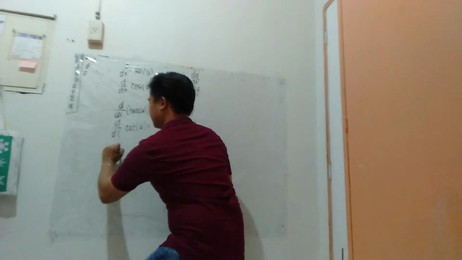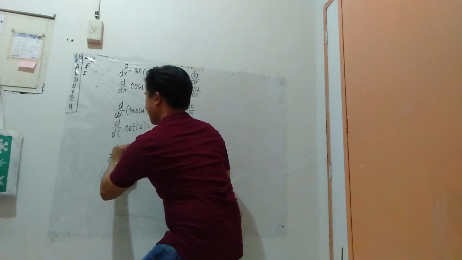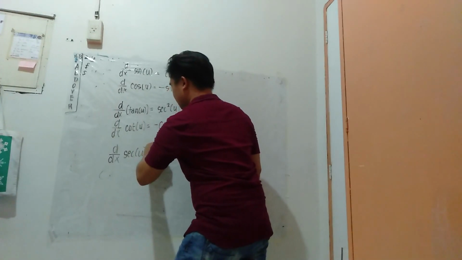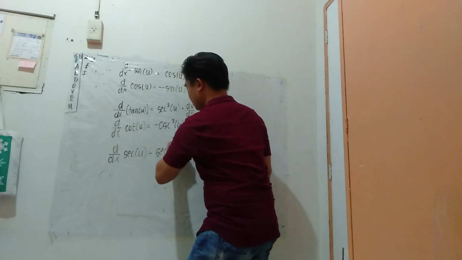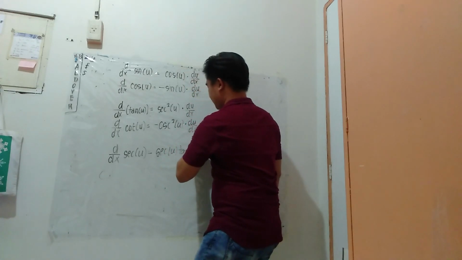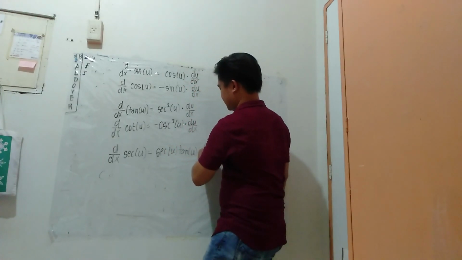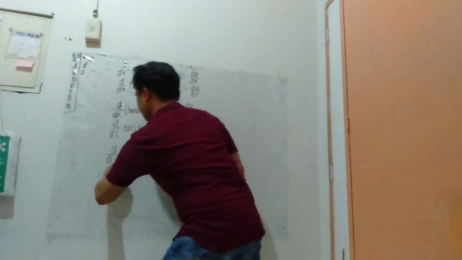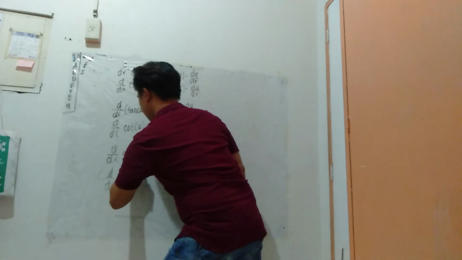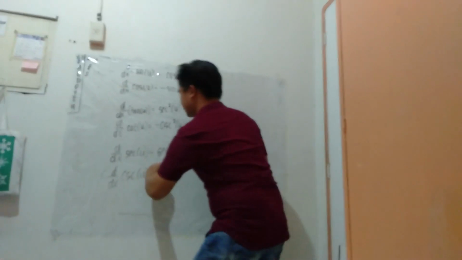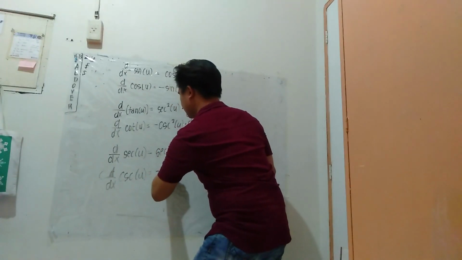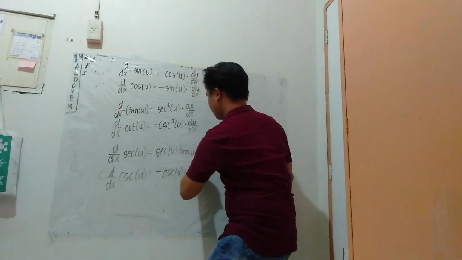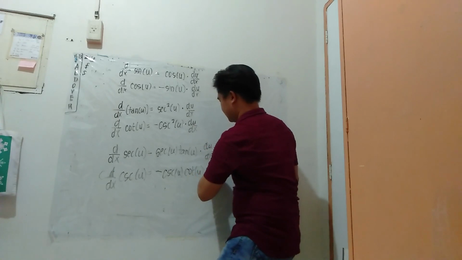Next, I have the derivative of secant of u, and that is equals to sec u tan u times du dx. At kung may secant, may cosecant. So that is equals to negative cosecant of u times cotangent of u times du dx.